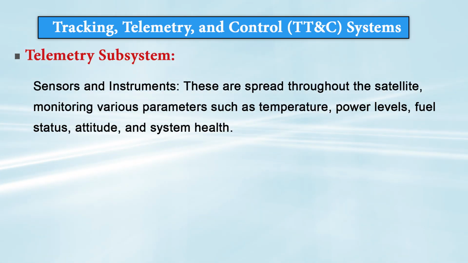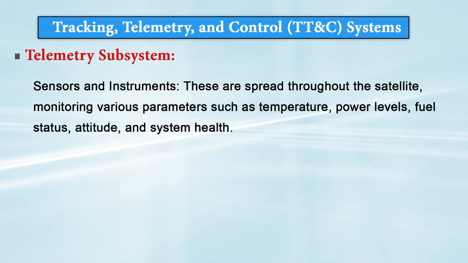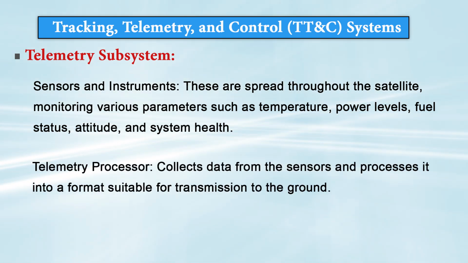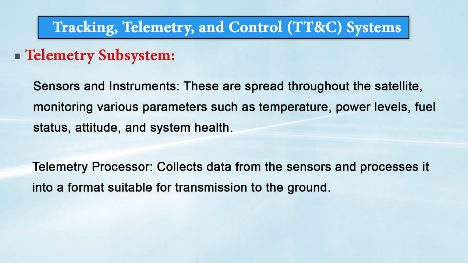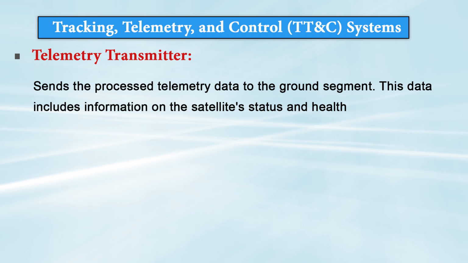Telemetry subsystem, sensors and instruments. There are thousands of sensors on board the satellite, and what they do is continuously scan all the physical parameters for which the sensors are there, and they collect this data, give it to the encoder, which encodes it, and after encoding it gives it to the telemetry transmitter.